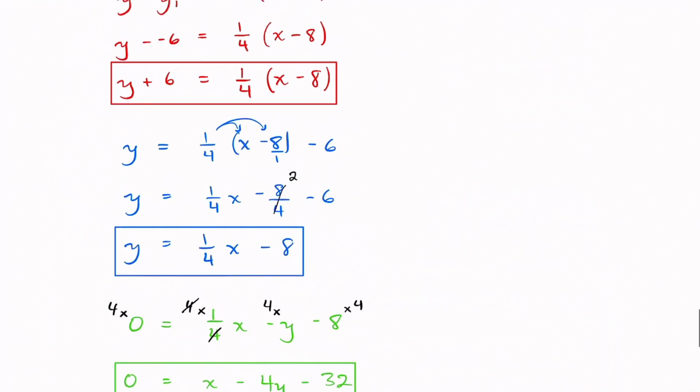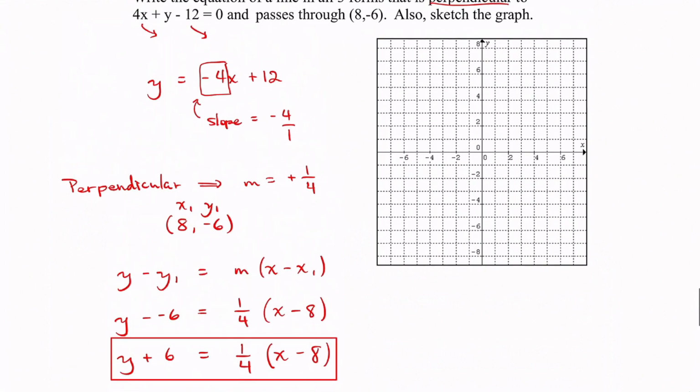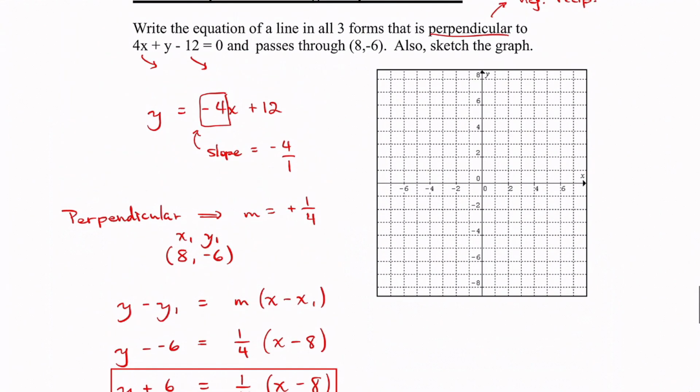And again, lastly, we're just going to go back up and we're going to graph this. So we had the point 8 and negative 6. So 8 over is right on the edge of my graph, and then 6 down is going to be right on the edge of the graph, right there. So from that point, we're going to use our slope, and our slope was right here. So our slope is going to be a rise of 1 and then a run of 4.